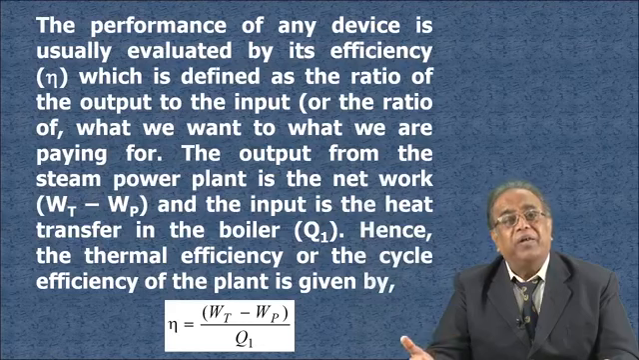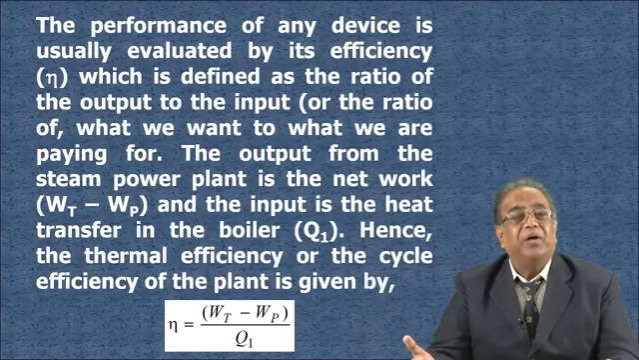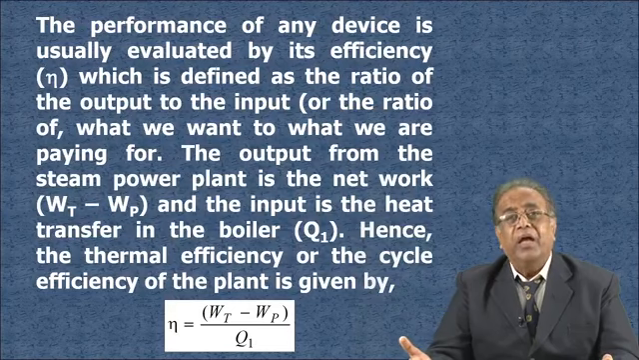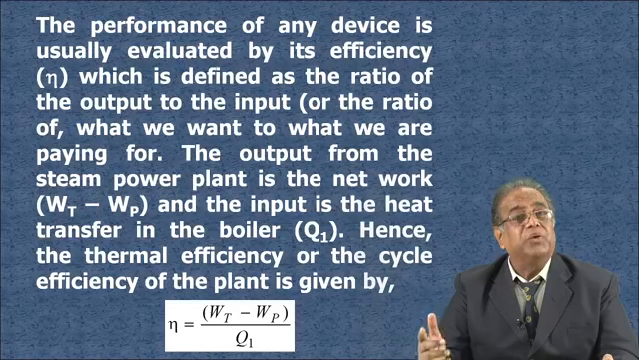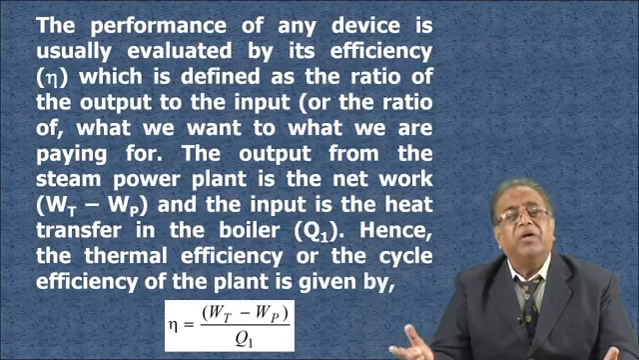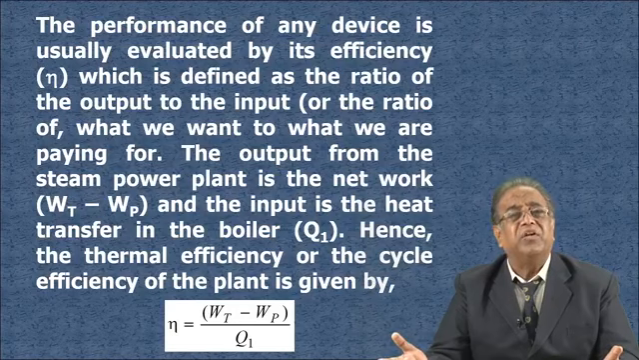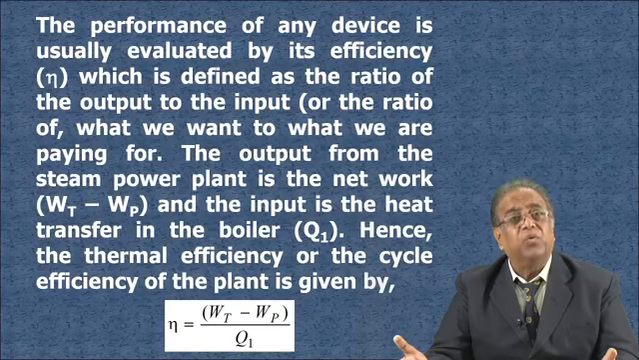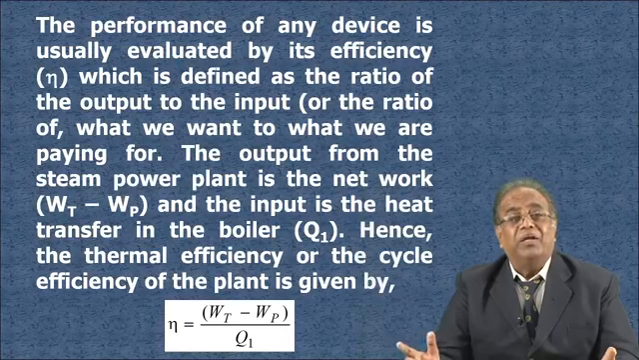The performance of any device is usually evaluated by its efficiency. So here eta represents the efficiency, which is the ratio of the output to the input, or we can also say that efficiency can be defined as the ratio of what we want to what we are paying for. The output from the power plant is the net work, that is WT minus WP, and the input is the heat transfer in the boiler, that is Q1.